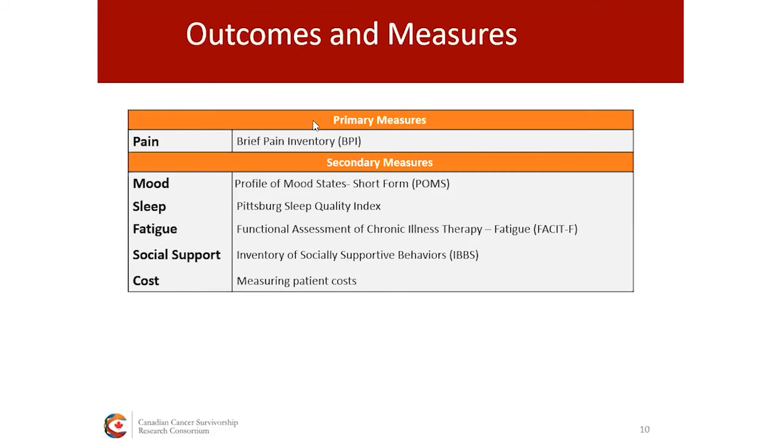So, looking at some of the outcomes. As I said earlier, the main outcome was pain, measured through the Brief Pain Inventory. The secondary outcomes were mood disorders, measured through the Profile of Mood States questionnaire; sleep, measured through the Pittsburgh Sleep Quality Index; fatigue, measured through the Functional Assessment of Cancer Therapy fatigue component; perceived social support, measured through the Inventory of Socially Supportive Behaviors; and the cost. The cost aspect was looked at only from the patient perspective, not from the healthcare perspective.